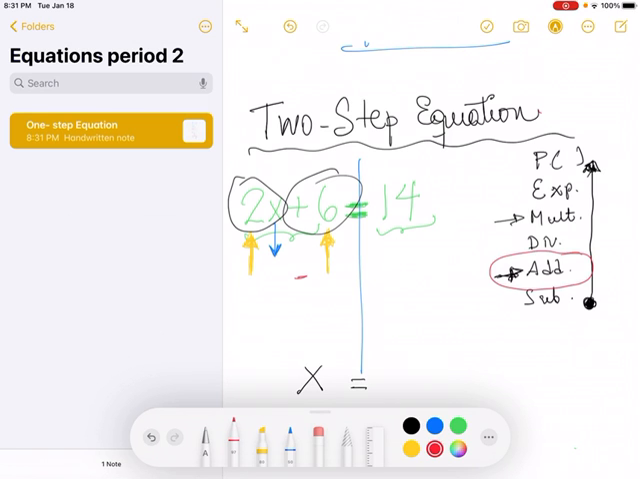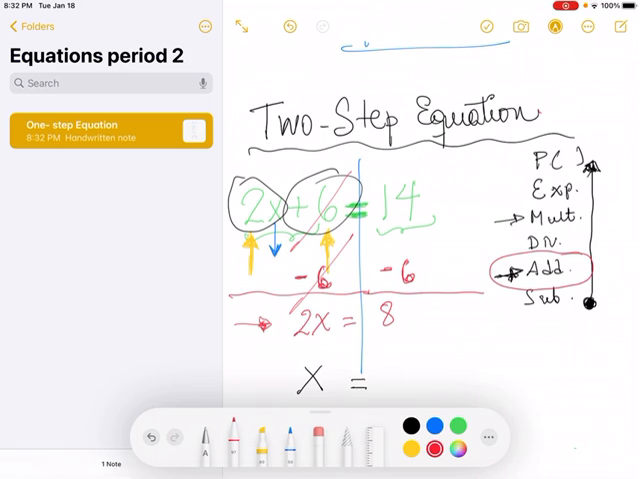How do I do that? Minus 6. What you do on the left, you must do on the right, because you need to balance the equation. So here, 6 minus 6 is gone. I have 2x left on this side. 14 minus 6 is 8. And as you can see, you now have a one-step equation.